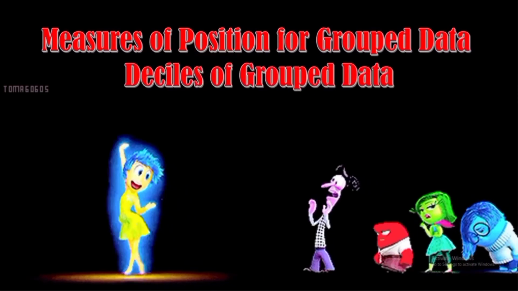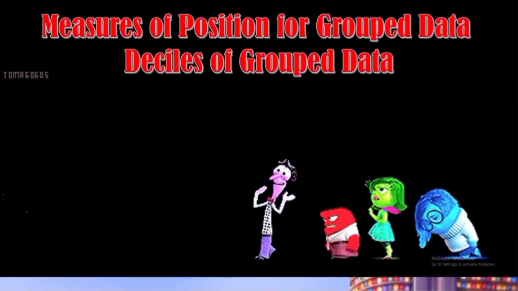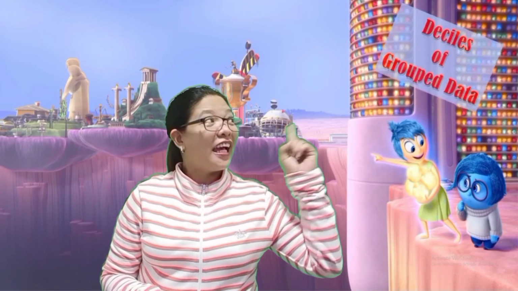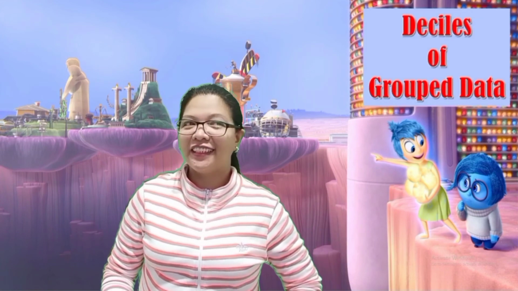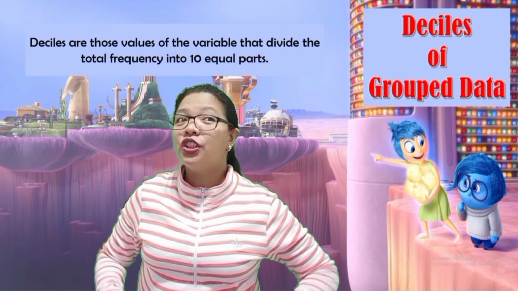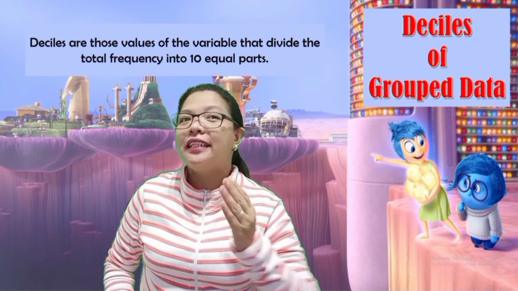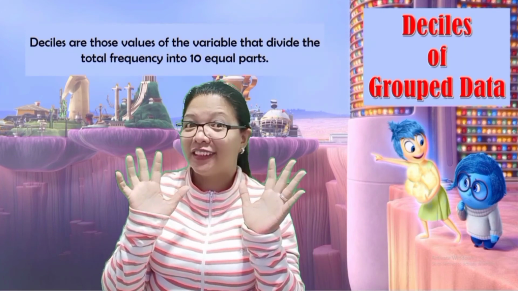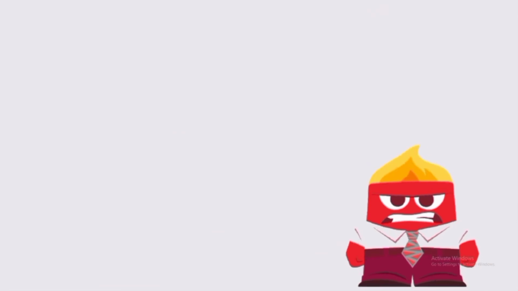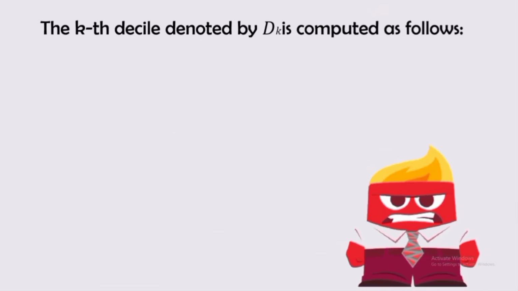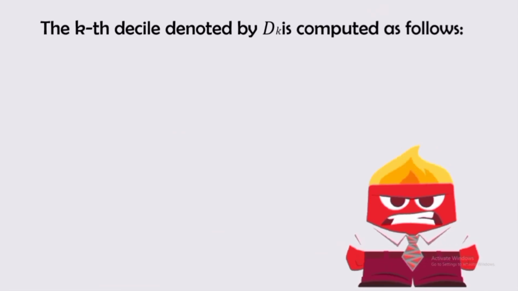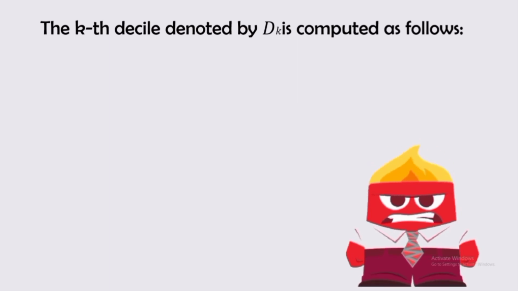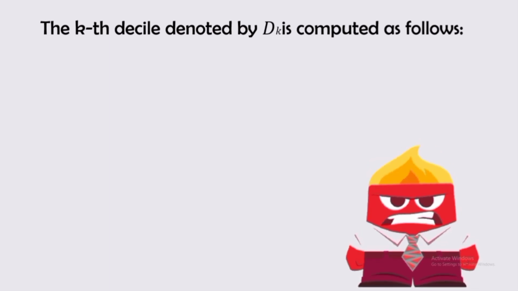Deciles of group data. Deciles are those values of the variable that divide the total frequency into 10 equal parts. The kth decile, denoted by D sub k, is computed as follows. Now here is the formula.